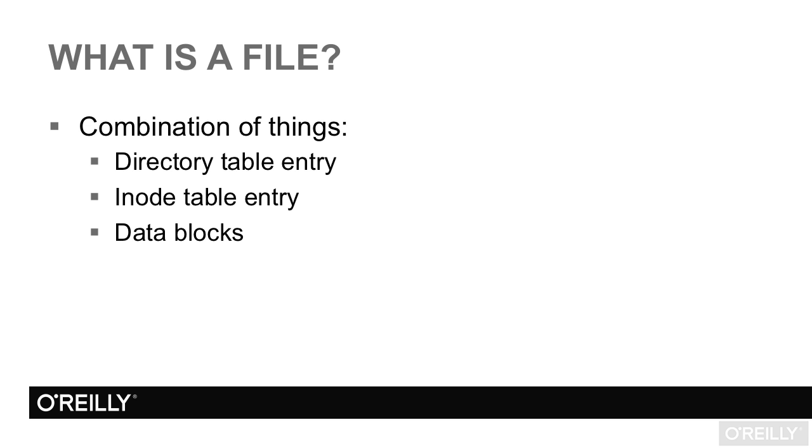So, what is a file? When we talk about a file, we're using an analogy. What we're really picturing is a physical stack of papers all bundled up into a file with a name on it. That's actually not far from the truth. A file is really a combination of things. It's an entry in the directory table for the directory it lives in. That entry, along with other things, includes the inode number. The inode number is an entry in the inode table. The inode table entry gives you, among other things, the addresses of the data blocks in the file.